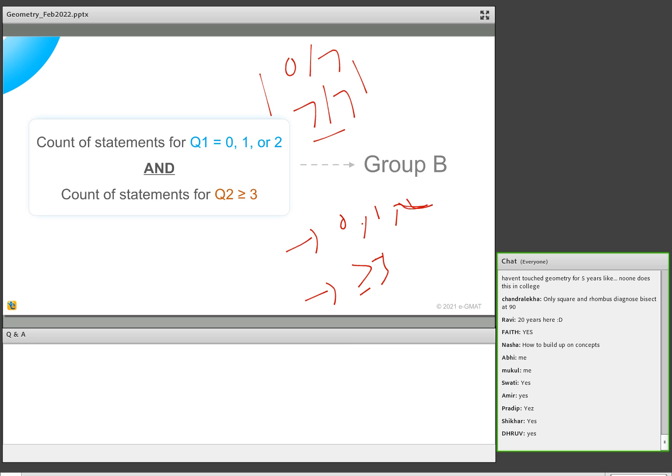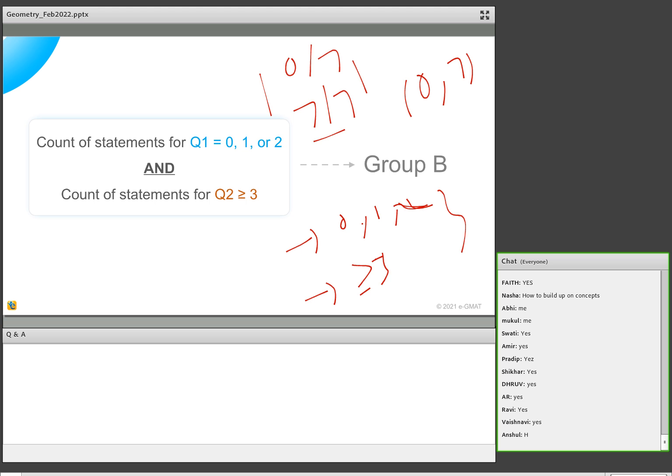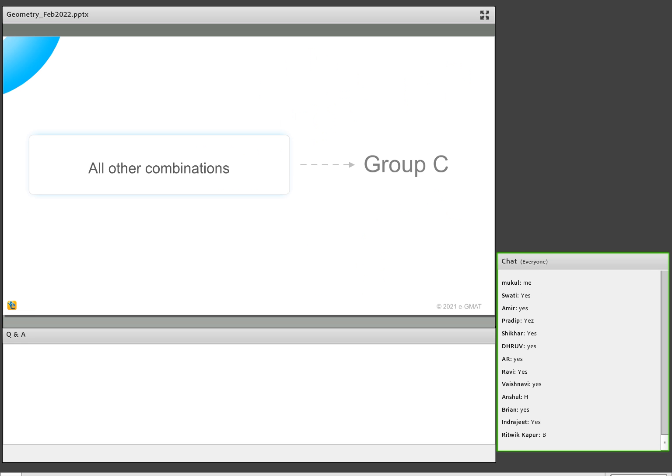Exclude the one use case, that is 0, 7. If you're already in group A, exclude that use case. So anybody here in group B, where you got maximum 2 things wrong in statement 1 and you chose something that is either 3 or 4 or 5 or 6 or 7 in the second group? Perfect. So you guys are in group B. Everybody else, you guys are in group C as far as I'm concerned.